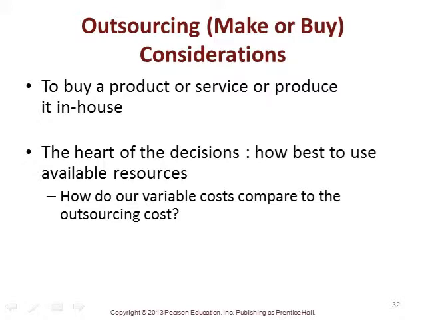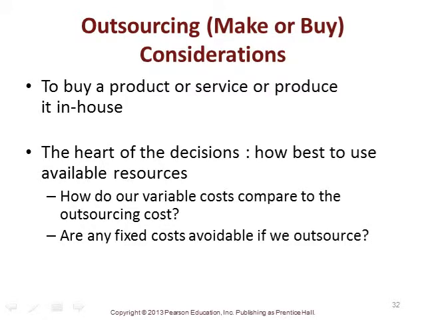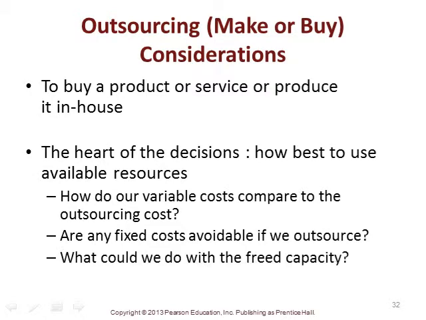In looking at this decision, we want to think about how our variable costs compare to the outsourcing cost, right? If our variable costs are less than an outsourcer's, then it's going to cost us more to buy that from a contribution margin perspective, and we need to take that into consideration. We want to know if there are any fixed costs avoidable if we outsource. Can we reduce fixed costs if we outsource this and shift that operating leverage to our outsourced supplier? And then what could we do with the free capacity?